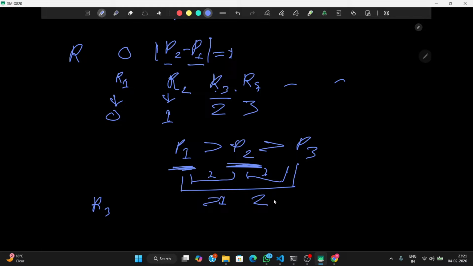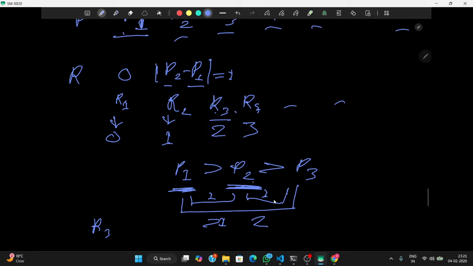Now, what are we seeing here? We are seeing that the first three elements are adjacent elements, consecutive elements. The first two elements were also consecutive elements. The first three elements are consecutive elements for the max to be maximized. Now, R1 was 0, R2 was 1, R3 has become 2.